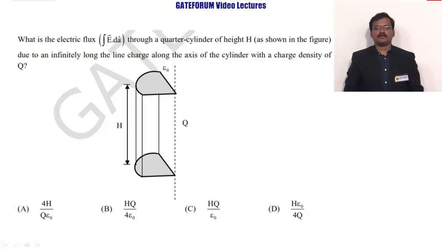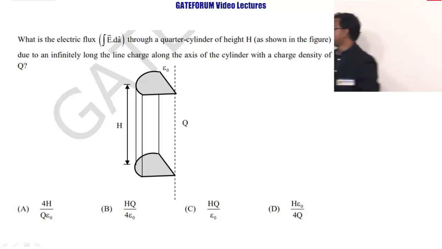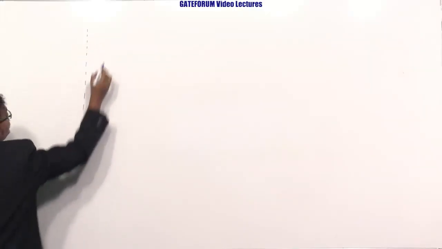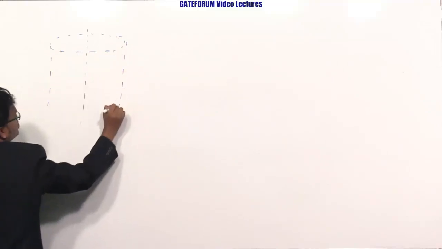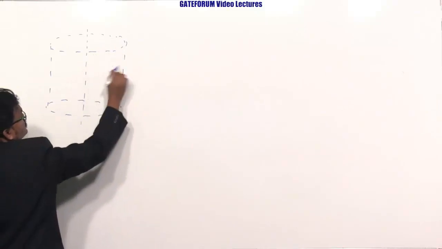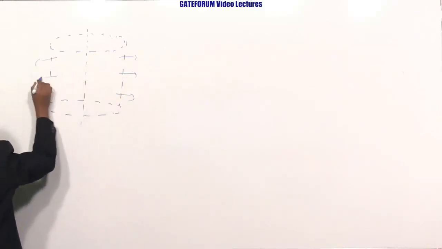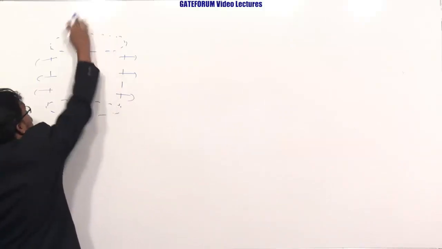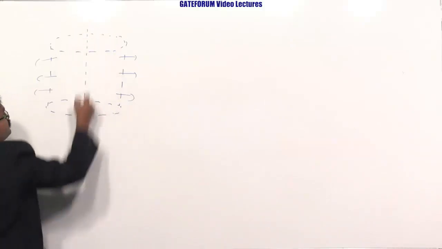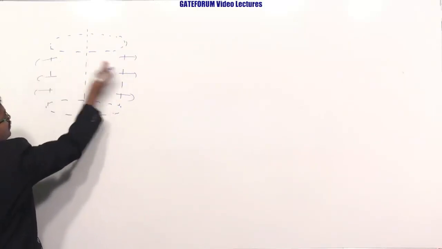Next question: what is the electric flux through a quarter cylinder of height h as shown in the figure due to an infinitely long line charge along the axis of the cylinder with a charge density of Q? Here, we know that if you consider an infinite line charge, the total flux leaving through the cylinder goes through the curved surface. There will be no flux through the top surface and no flux through the bottom surface due to an infinite line charge. The flux will be only through the curved surface of the cylinder.